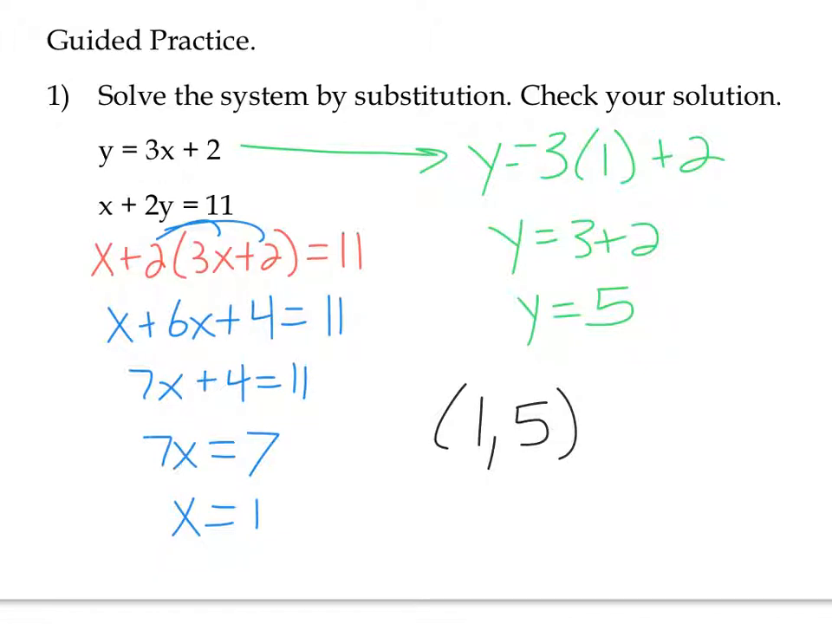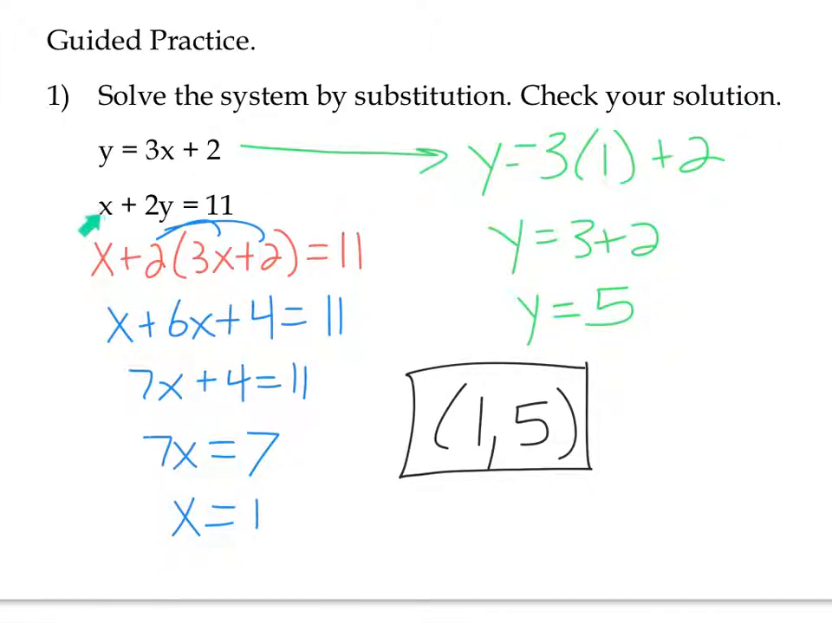Remember, like when we graphed these, that would be the point where they would intersect. If we graphed these two equations, they would intersect at the point (1, 5). This is the solution for the system. Remember, that means it should be a solution for both equations. So we could plug in a 1 for x and a 5 for y into both these equations and make sure it works. That's how we can check our solution.